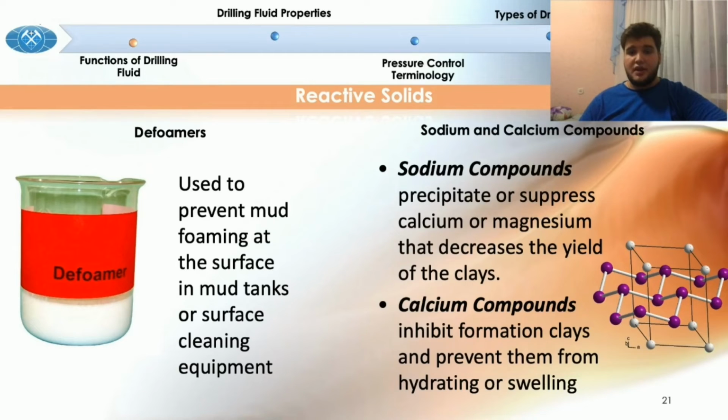Sodium compounds precipitate or suppress calcium or magnesium that decrease the yield of the clays, and calcium compounds inhibit formation clays and prevent them from hydration or swelling.